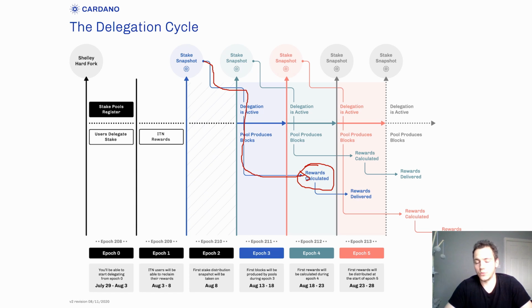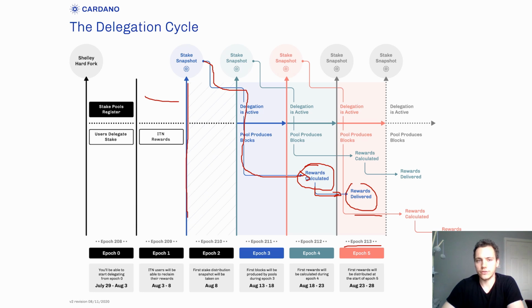And now another important thing to note is, as I mentioned before, that the rewards are calculated in this epoch, and then they're delivered in the next epoch. So it's important for delegators to know that it does take some time from delegation to actual rewards to happen. So if we consider this snapshot taken at the beginning of epoch 210, they would receive the rewards in epoch 213, so n plus 3.